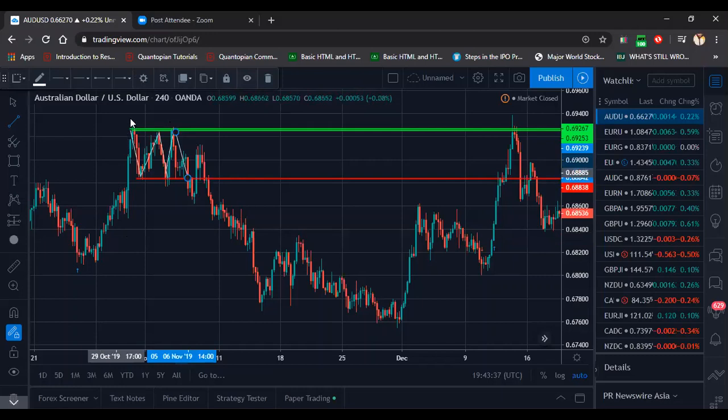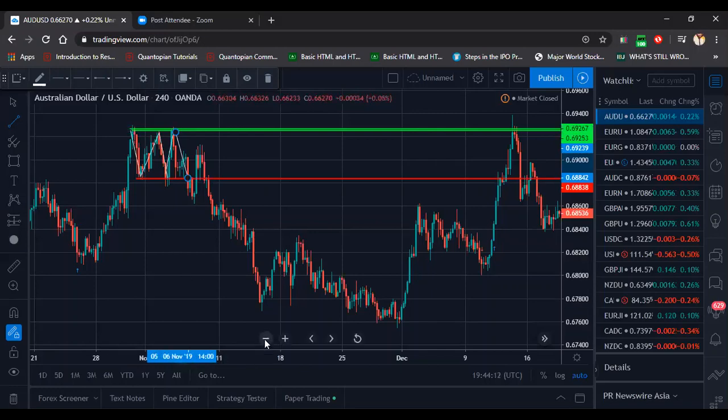So the resistance level is where price is not able to break higher above the current price. And the support level is where price is not able to break lower below the current price. So you take notice of support and resistance levels. And it's very easy to identify, usually in a ranging market. So this level here is a consolidation or a ranging market. You get it? So you have your support here, and then your resistance level.